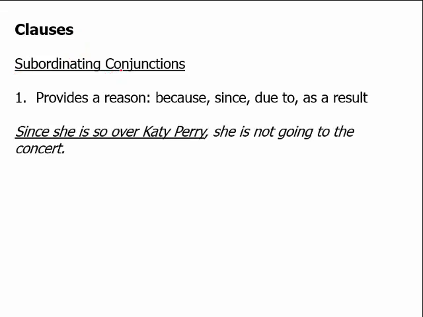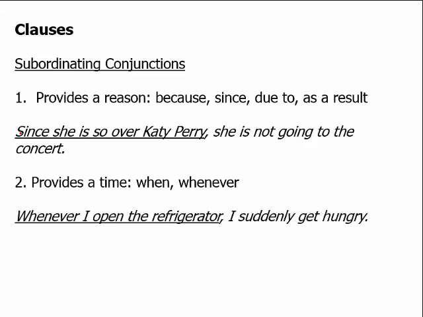Here's an example. "Since she is so over Katy Perry, she is not going to the concert." This is a complete sentence. And notice that it starts again with that subordinating conjunction. You could also put because there. Doesn't matter. But if you had that underlined part just by itself, it would not be a complete sentence. Subordinating conjunctions can also provide a time, such as when or whenever. We see this all the time. "Whenever I open the refrigerator, I suddenly get hungry." Again, the underlined part, dependent clause, cannot stand alone, needs the independent clause.